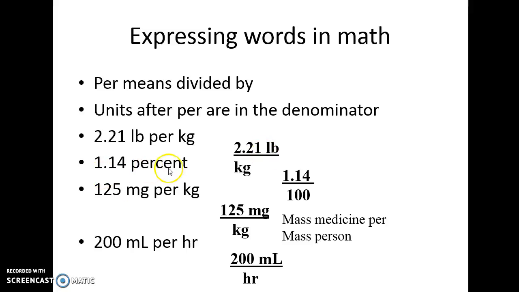125 milligrams per kilogram. So we put the kilogram in the denominator. 200 milliliters per hour. If there are two units, for instance, it might say 125 milligrams per kilogram per hour, or 125 milligrams per kilogram hour. Anything that comes after that per, put it in the denominator.